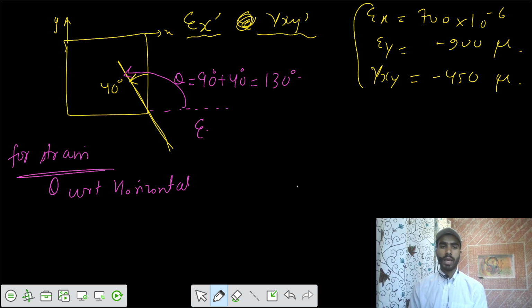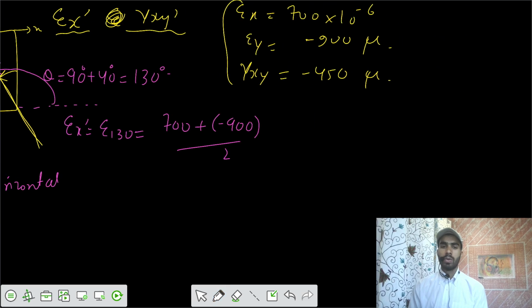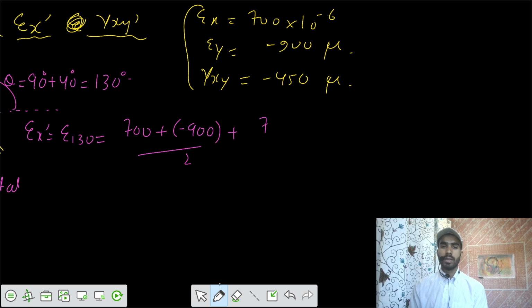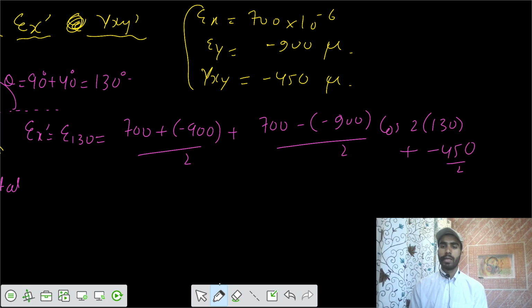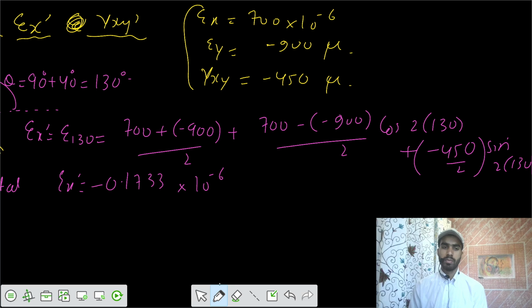You can write Ex dash, or E130, equals (Ex plus Ey) by 2 plus (Ex minus Ey) by 2 cos 2 theta plus gamma xy by 2 sin 2 theta. You get a value of Ex dash equal to minus 0.1733 times 10 to the power minus 6, and you can get the value of gamma xy dash by 2 also.